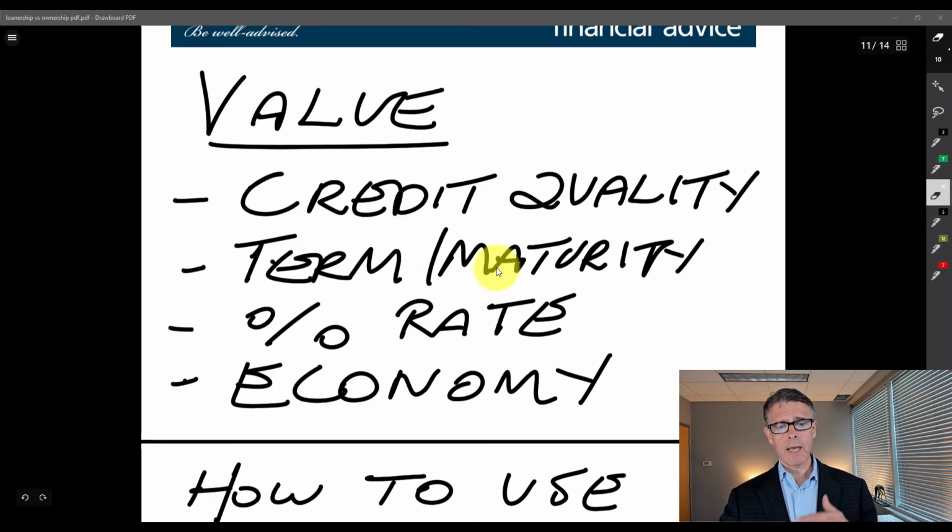The length of the term, so the longer that bond's locked in for, the more you're going to see fluctuations. So maturity date or term has an impact. Obviously, the prevailing interest rates relative to the interest rate you have on your existing bond. And then the economy. So the economic environment that you're in also has an impact on the valuations that are taking place on the bond market. So these valuations are not happening in a vacuum. It's not just based on these first 3 characteristics.